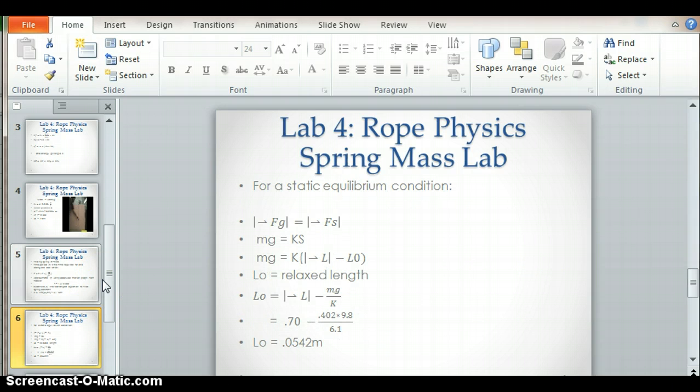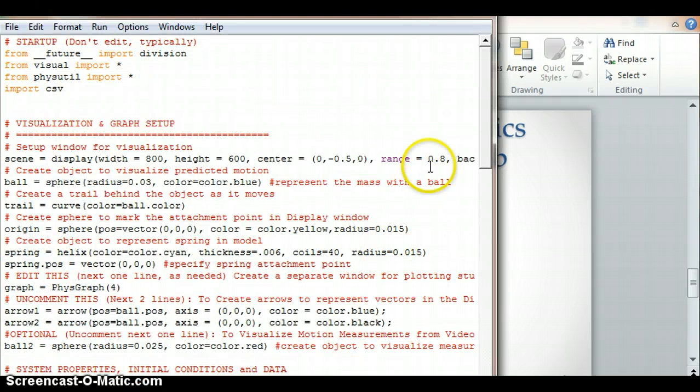For a static equilibrium condition, we study that the force due to gravity is equal to the force due to the spring, and we calculate the stretch length L0, which is equal to 0.0542 meter. We put these values into VPython.